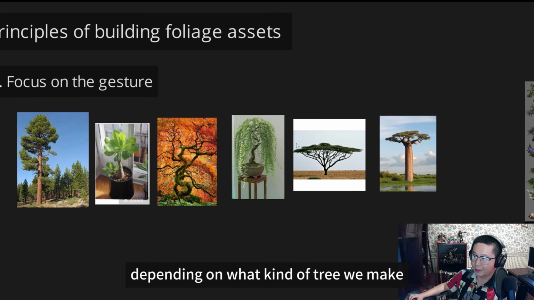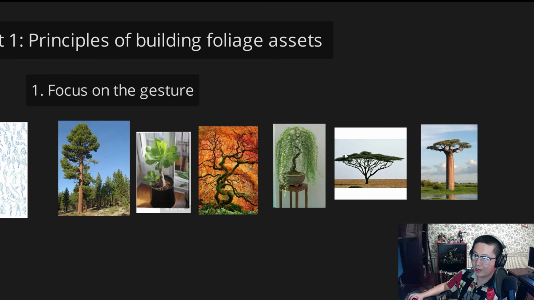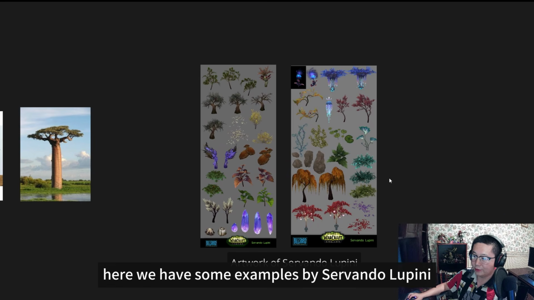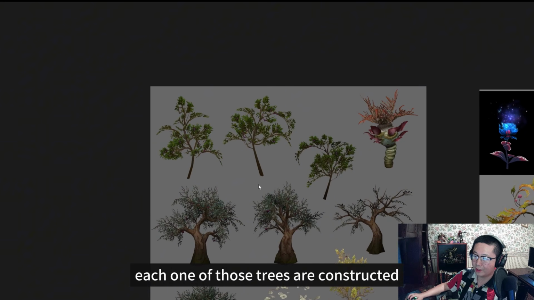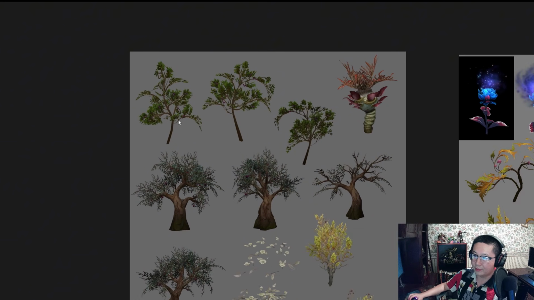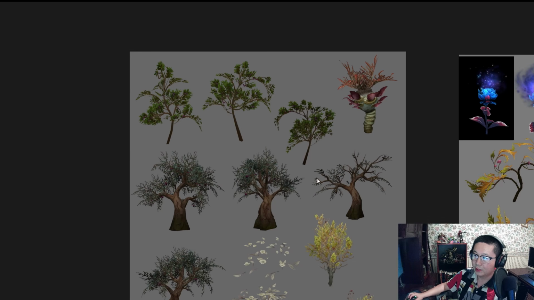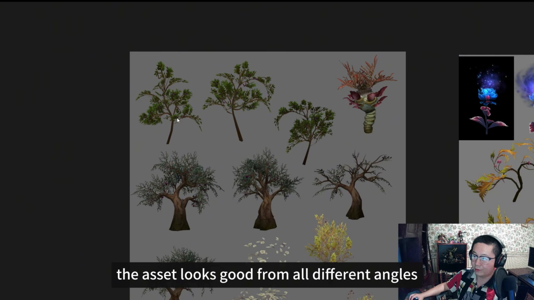So depending on what kind of tree we make, we want to look at the reference photos, study the subject, and think about how to break it down into 3D cards and polygons. Here we have some examples by Servando Lupini, and we can see how each one of those trees are constructed. As you can see, every single tree has 3 different shots included in the sheet, and that is to show you an important idea. When you make a tree or a plant, it is very important to make sure that the asset looks good from all different angles.